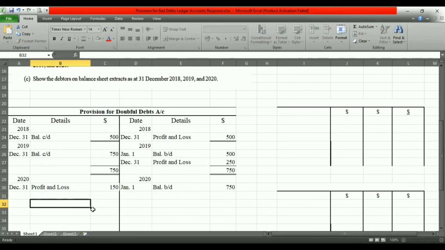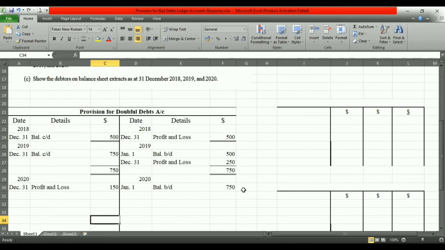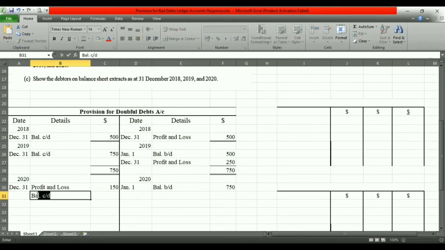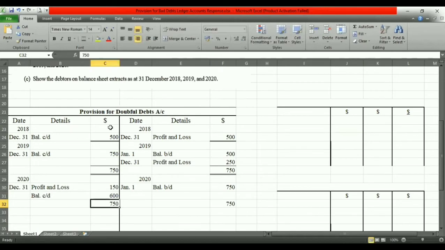Now, on our debit side, we have 150. On our credit, we have 750. So our balance carried down, to have both sides equal, is the difference between the two sides, which is 600. Having entered that balance carried down, we're going to put in our totals, which is 750 there and 750 on the credit. Ensure you put in your single line above and double line below for your totals.